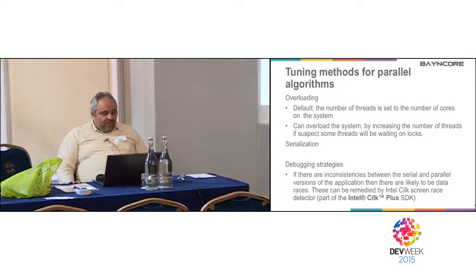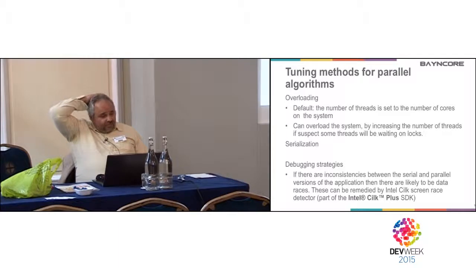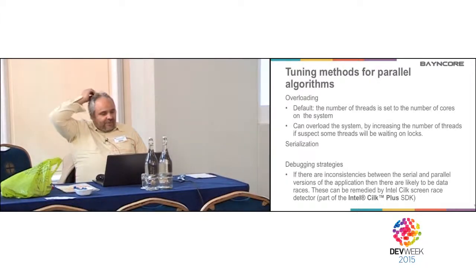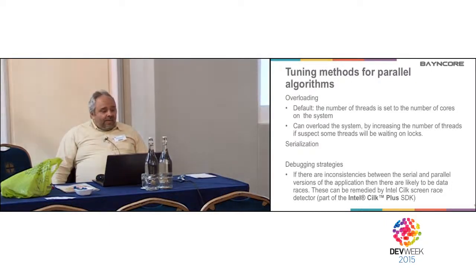In addition to those 6 steps, there are some things we can do to tune the environment, I suppose. The first thing is we can overload the environment. The default is that you set the number of threads to be the number of cores on the system. But it may very well be that there are certain holding points in your application. Certain threads get delayed because you're waiting on locks and stuff like that. In which case, it's perfectly fine to overload the system by increasing the number of threads, and that will just give the processes something more to do when they're waiting for other processes to conclude.